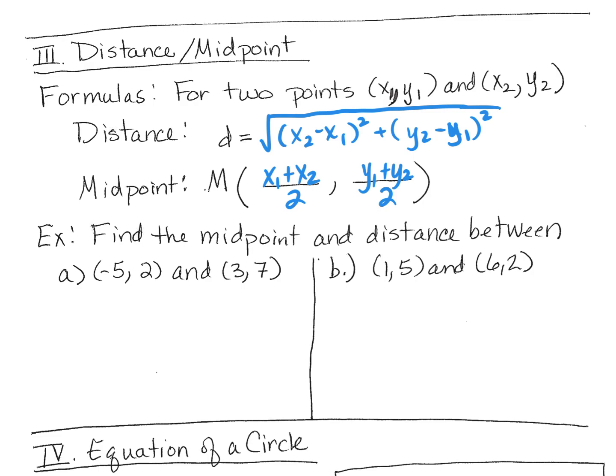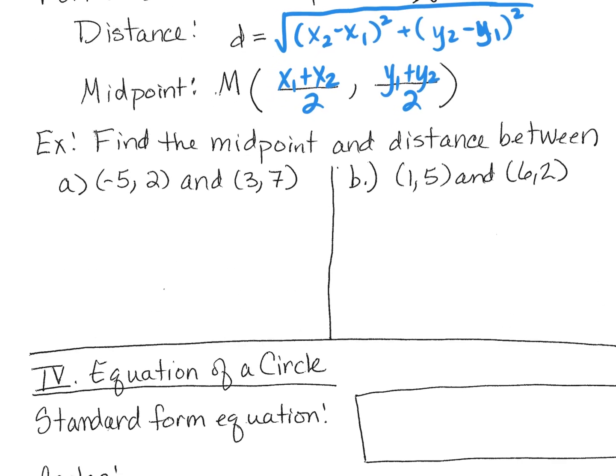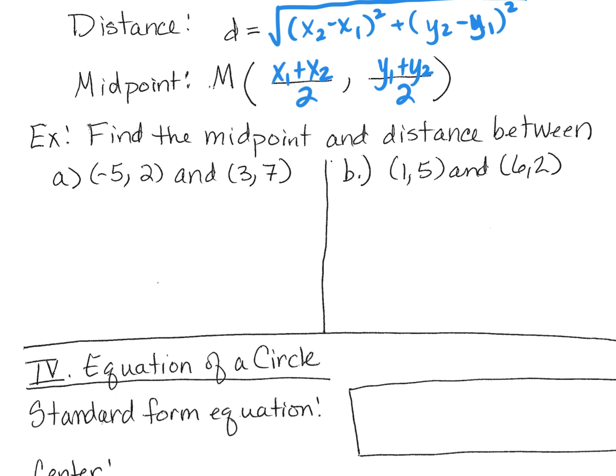So let's work one together and then you guys can work one. Let's look at A. Midpoint and distance. Let's start. I always do the midpoint first because it's easiest. Midpoint is another point. Distance is a value. It's a scalar. So let's start with midpoint.